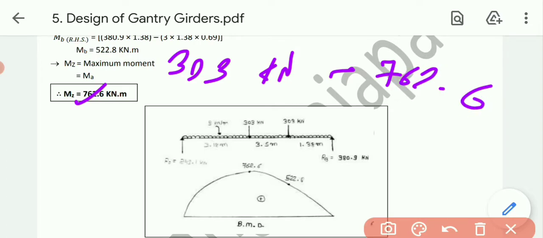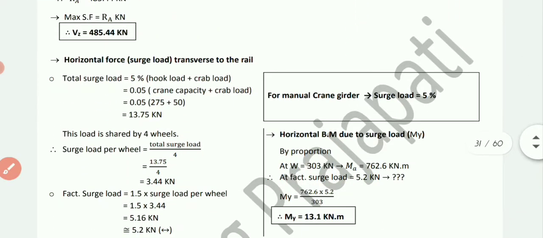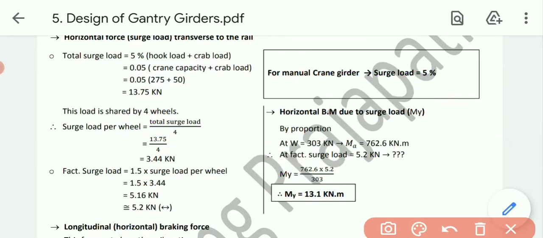So we have got our factor surge load. For the factor surge load, how much is it? Okay, so we can calculate this one. See, at W equals 303 kilonewton, the moment is 762.6. So factor surge load is 5.2 kilonewton. At 5.2 kilonewton, how much is it? By proportion, 5.2 multiplied by 762.6 divided by 303. So I will get the answer My, that is 13.1 kilonewton into meter. Okay, so that's the maximum bending moment due to surge load.